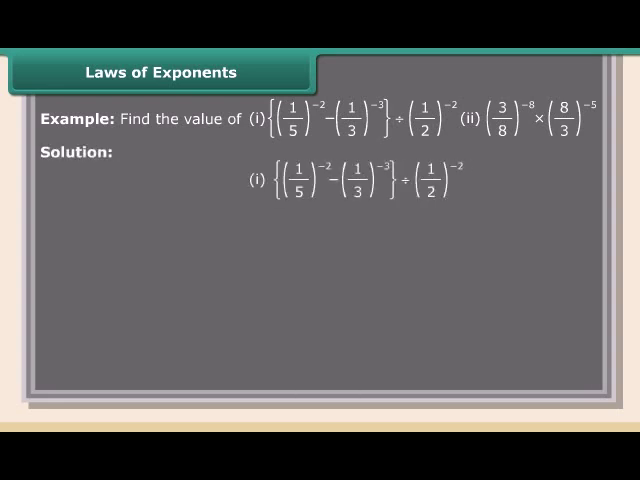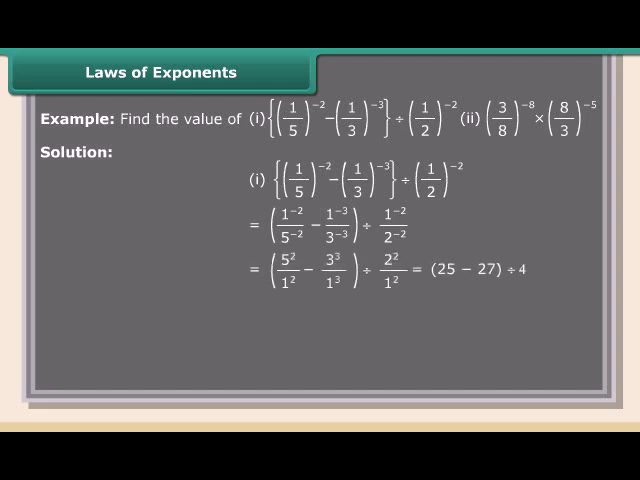Solution. (1/5)^(-2) minus (1/3)^(-3) divided by (1/2)^(-2) is equal to 1^(-2) upon 5^(-2) minus 1^(-3) upon 3^(-3) divided by 1^(-2) upon 2^(-2), which is equal to 5^2 upon 1^2 minus 3^3 upon 1^3 divided by 2^2 upon 1^2.